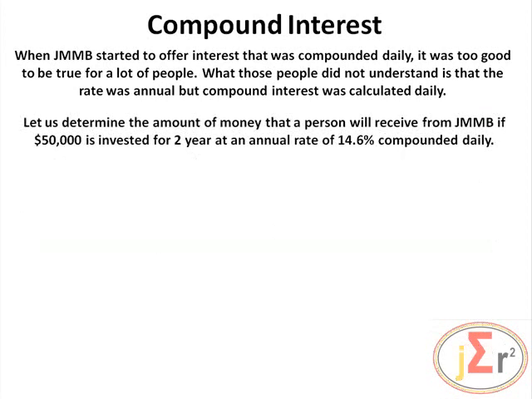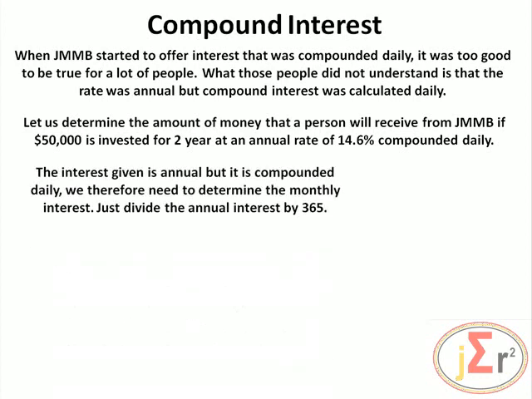Let us determine the amount of money that a person will receive from JMMB if $50,000 is invested for 2 years at an annual rate of 14.6%, compounded daily. The interest given is annual, but it is compounded daily. We therefore need to determine not monthly, the daily interest. Just divide the annual interest by 365 in order that we may get our daily interest.